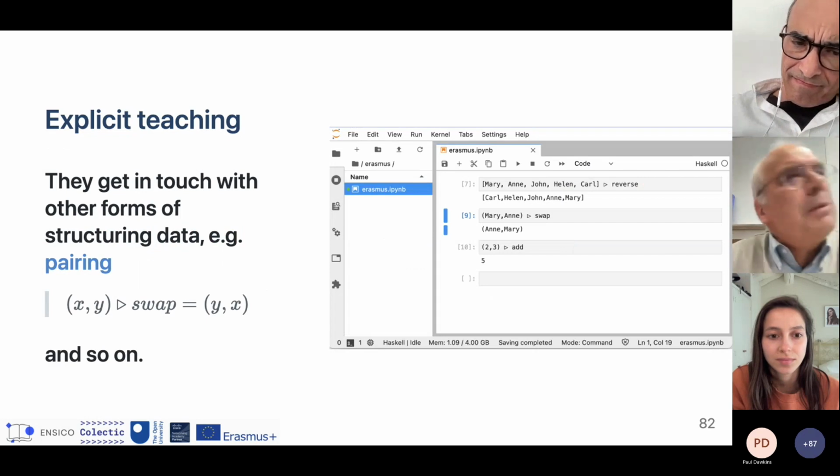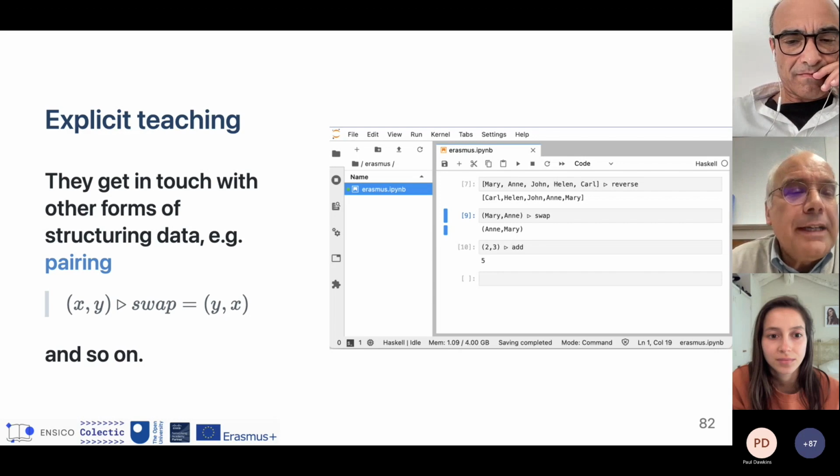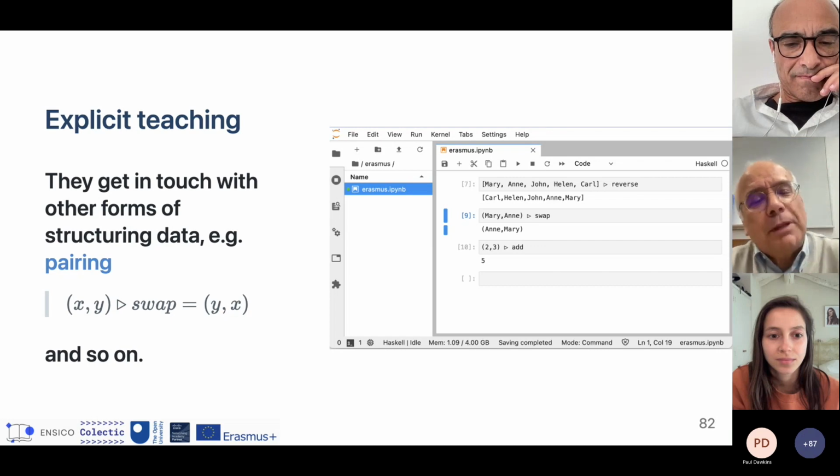Okay, sequences. You may say, okay, I'm convinced that sequences is a good start. Well, the next thing in our experience is pairing. Pairing is very important. And the notion of a pair is very intuitive. When they join hands, they form a pair. And these transformations, like swapping the order of the pair, is another very intuitive concept.